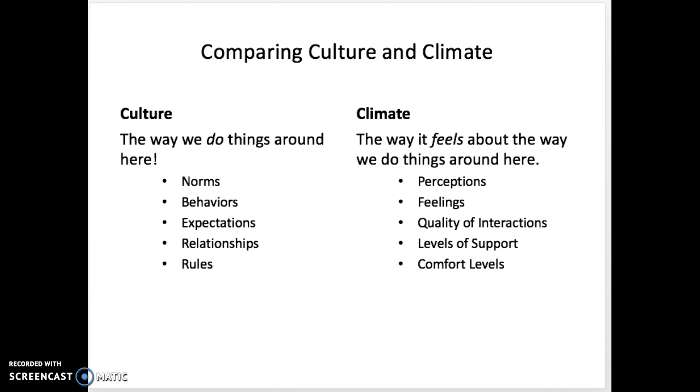The climate is the way it feels about the way we do things around here. Perceptions, feelings, quality of interactions, levels of support, comfort levels. When one walks into your school, what does one feel? And that gives you a sense of what the climate is.